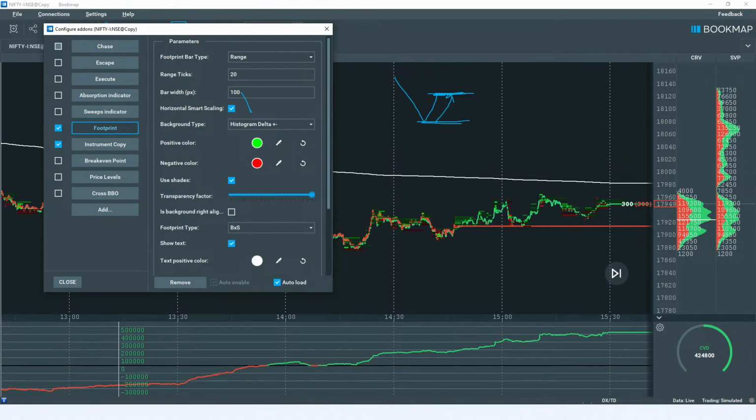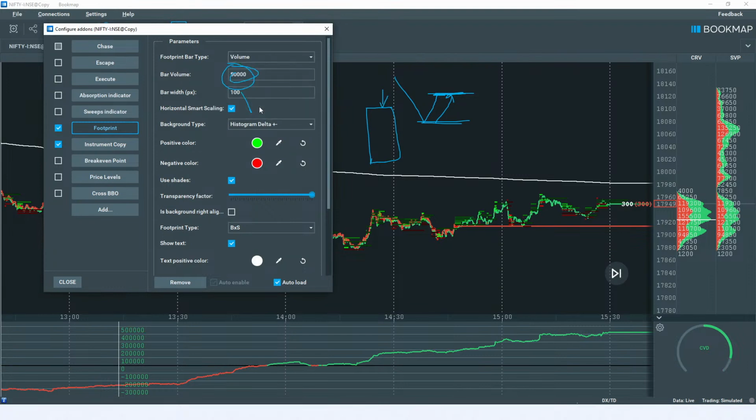Range is specifically for how many points. For example, in this case I have selected 20 as a tick. For every 20-point movement of the market, there will be a new bar in terms of the footprints. So you can also use this information if you are monitoring the footprint charts in US markets and all. So you can use this particular information.